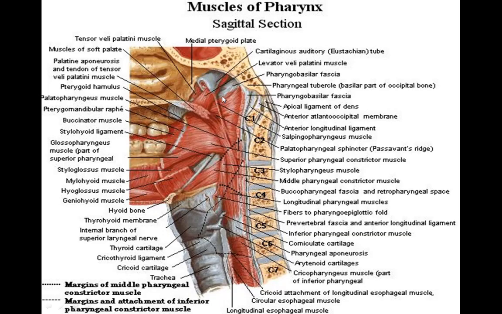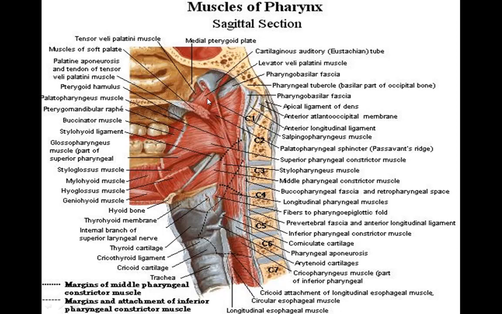Another dissection is the sagittal section of the pharynx. Again, this is the nasopharynx, this is the oropharynx, and this is the laryngopharynx. As you can see here, this is C1, C2, C3, C4, C5, C6. So here this is the end of the pharynx. As you can see here, also some muscles.